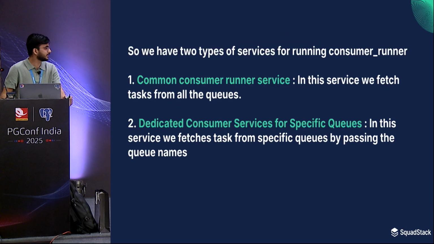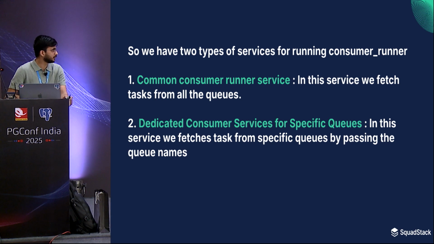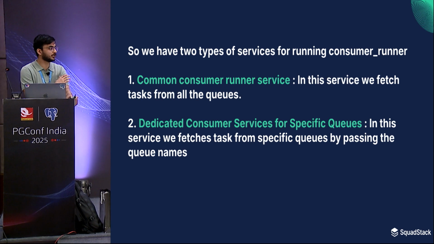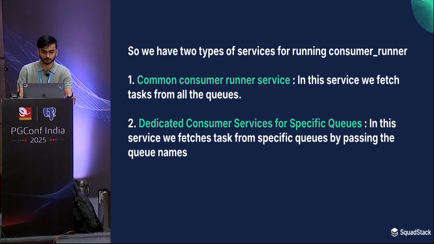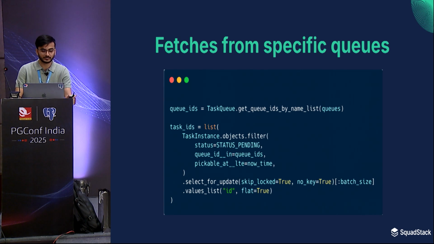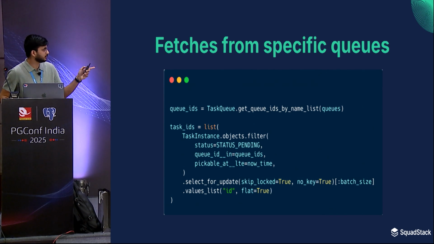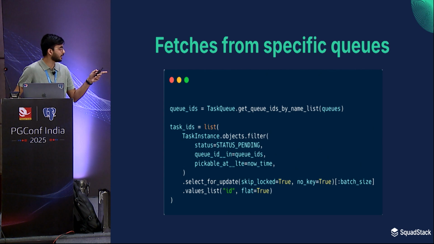Yeah, so basically the thing I explained previously, we have 2 services. One is to run all the queues, basically to fetch tasks from all the queues, and the second one is for specific queues. So we can fetch data from specific queues too. This is a general snippet of the code that we use. You see the third line, queue ID in queue IDs. So if we pass the queue IDs, it will fetch data from those specific queues.